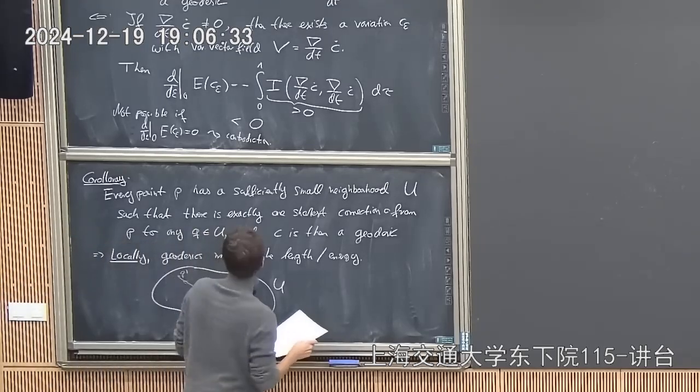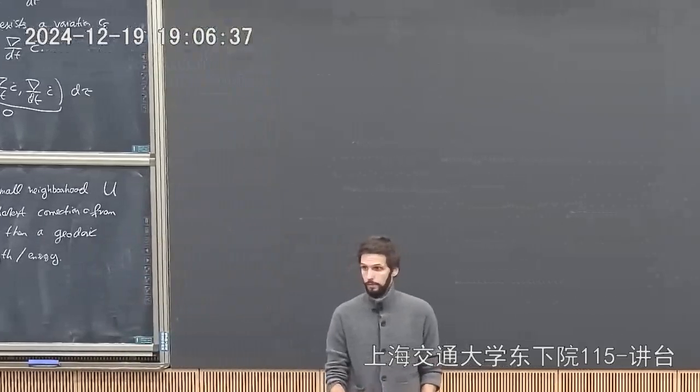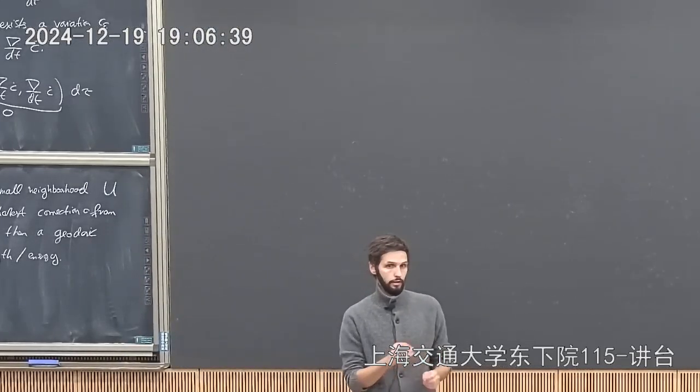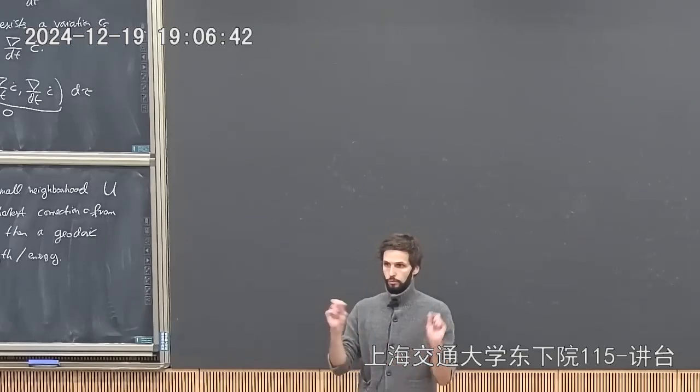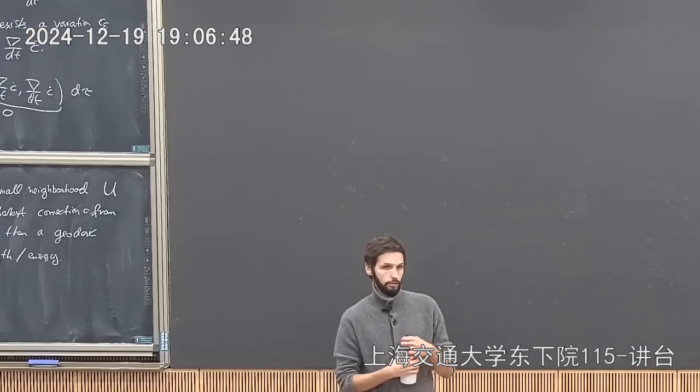I'll let you think for a second while I clean the backboard. See if you can find an example of some surface where you have two paths which have different lengths but connect two points, and both of them are geodesics.